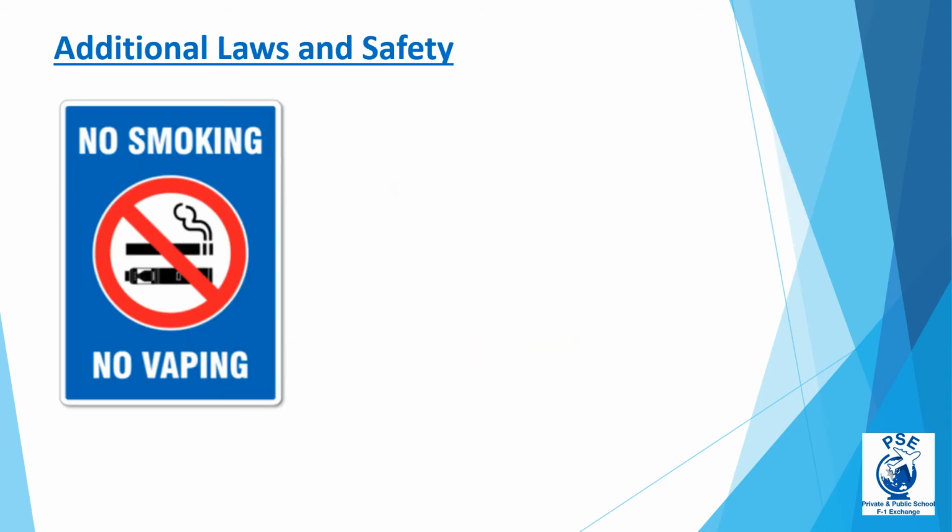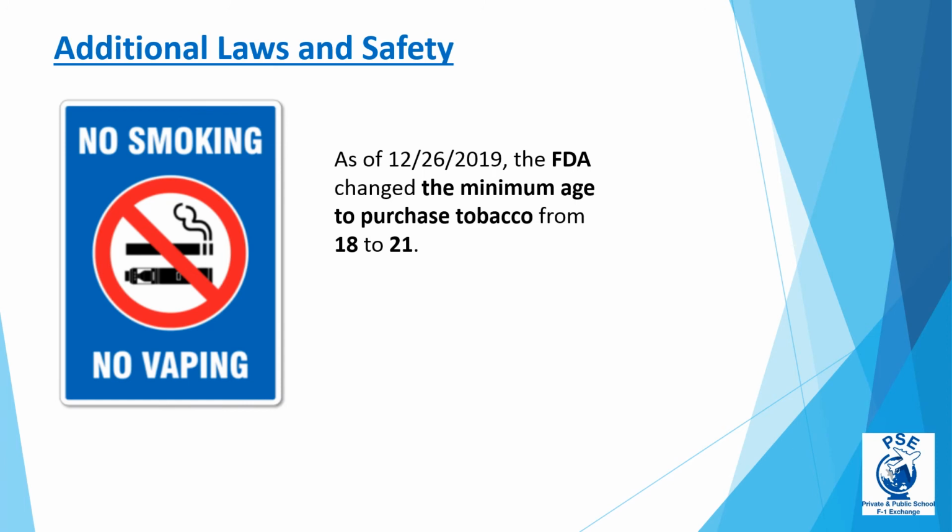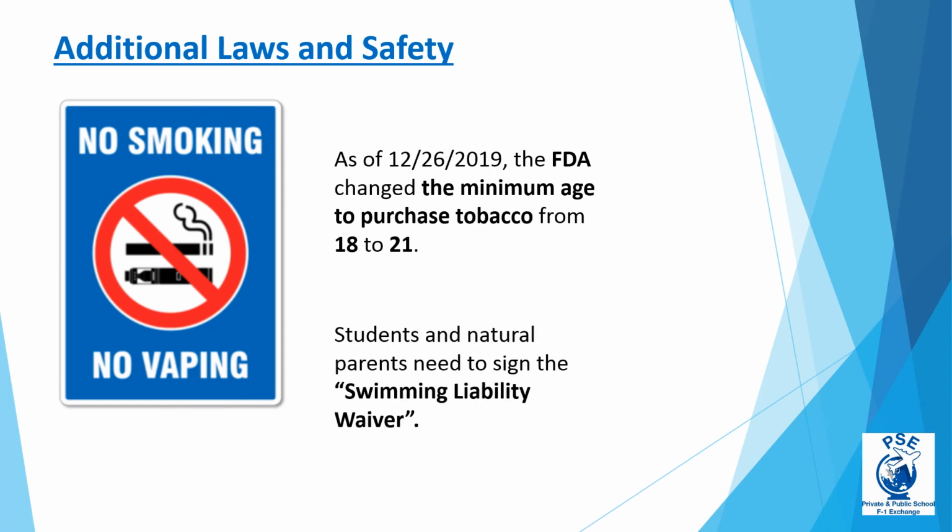In addition, smoking is not permitted while on the PSE program, and as of December 26, 2019, the FDA changed the minimum age to purchase tobacco from 18 to 21. Also, students who do not know how to swim are not permitted to swim while on the PSE program unless the student and natural parents have signed the swimming liability waiver, which is in the ZAP resources section.